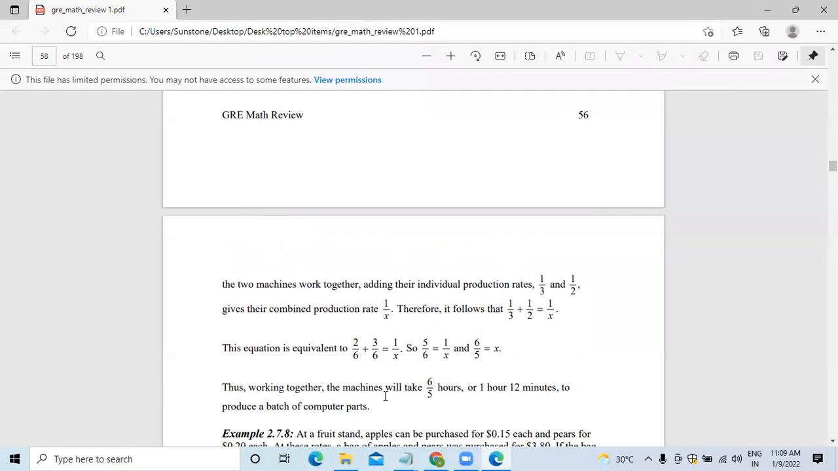Thus, working together, the machine will take 6/5 hours or 1 hour and 12 minutes to produce the batch. This is the logic you have to use.